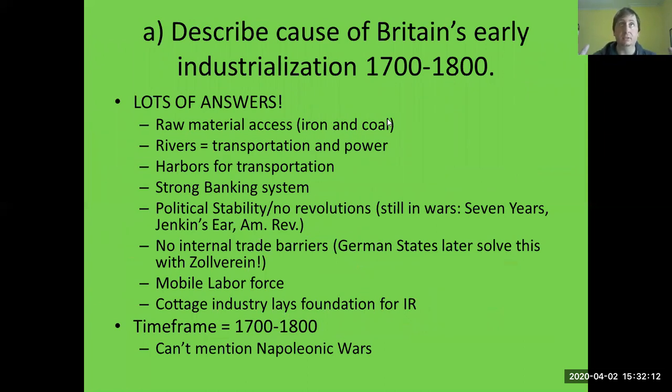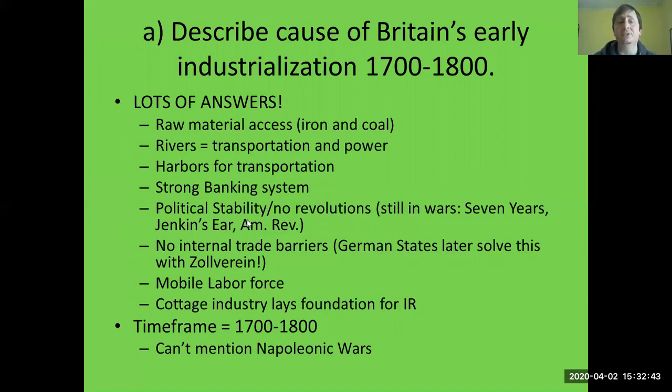I remember distinctly writing a list on the board. We talked about things like access to raw materials like iron and coal, how it's very easy in Britain. We talked about how rivers are both there for transportation and for power. Water wheels, but also barges that move stuff. Harbors, several of you guys mentioned harbors. It's really easy because they're an island, right? You move things from one side of the island to the other. We mentioned a strong banking system back in the day. I'm sure anybody brought that up.